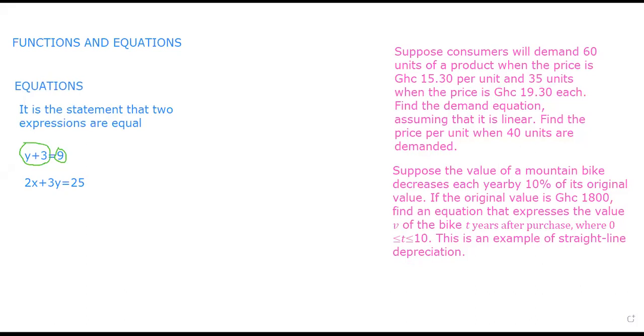Now, when you have a quadratic equation, a quadratic equation comes from those polynomial functions. So an example of a quadratic equation is when you have, let's say, 2x squared plus 6x plus 5 is equal to 0. So this is an example of a quadratic equation.